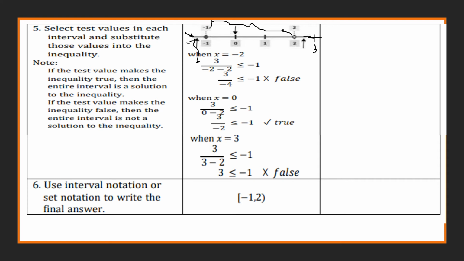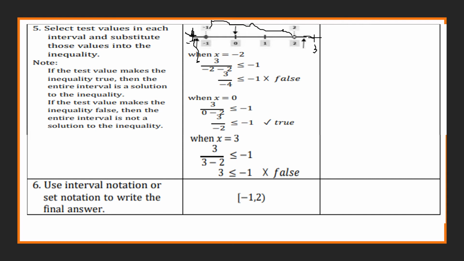Sa nakuha natin critical values, x equals 0. So, 0 ang try natin dito. So, 3 over 0 minus 2, 3 over negative 2, less than or equal to negative 1. So, ang 3 over negative 2 is like negative 1.5. So, nandito naman siya sa part na to, sa number line. So, that's true. Then, when x equals 3, substitute nyo lang, 3 over 3 minus 2, 3 is less than or equal to negative 1, that's false.